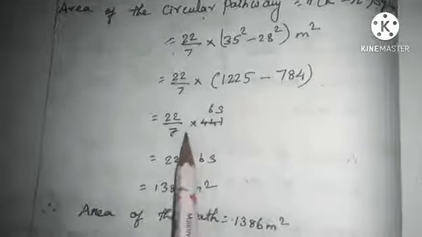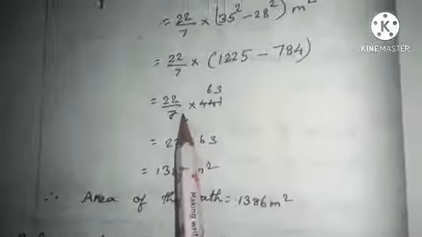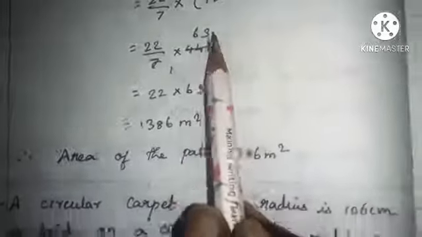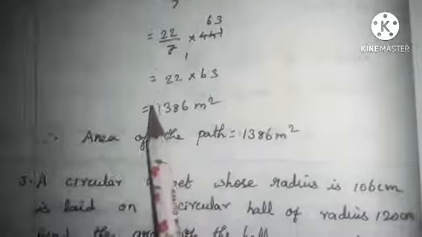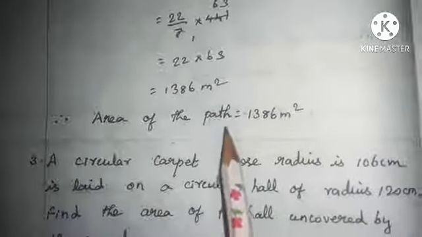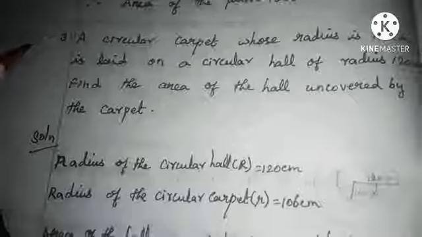Here also we have the common factor 7, so we divide by 7. We get 7 becomes 1 and 441 becomes 63. Therefore, the value is 1386 meter square. That is, the area of the path is 1386 meter square.